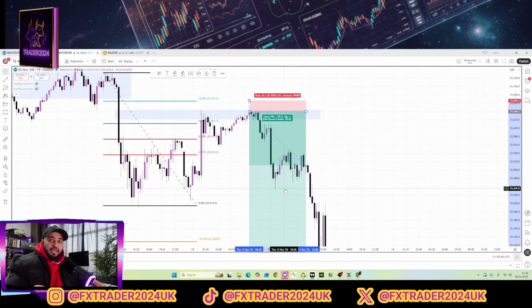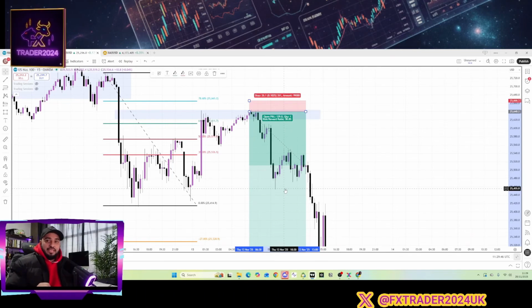Thus, how you get a sniper entry, guys, with confluences. So make sure every time you're taking a trade, wait patiently and wait for confluences, and then take your sniper entry.